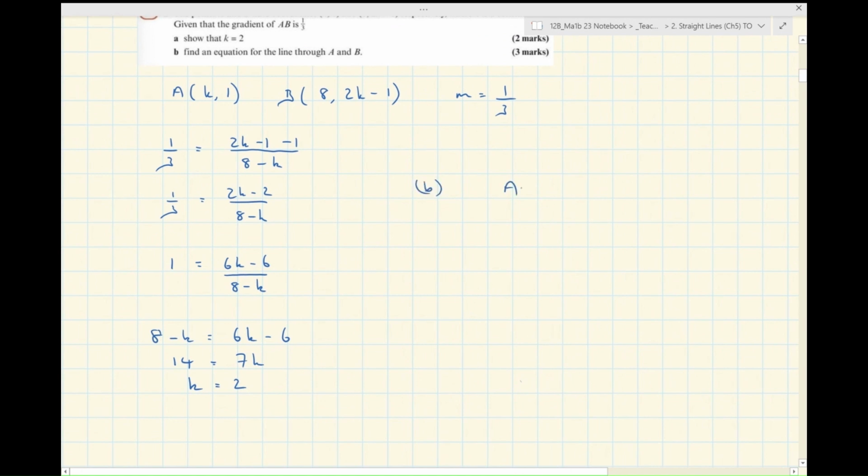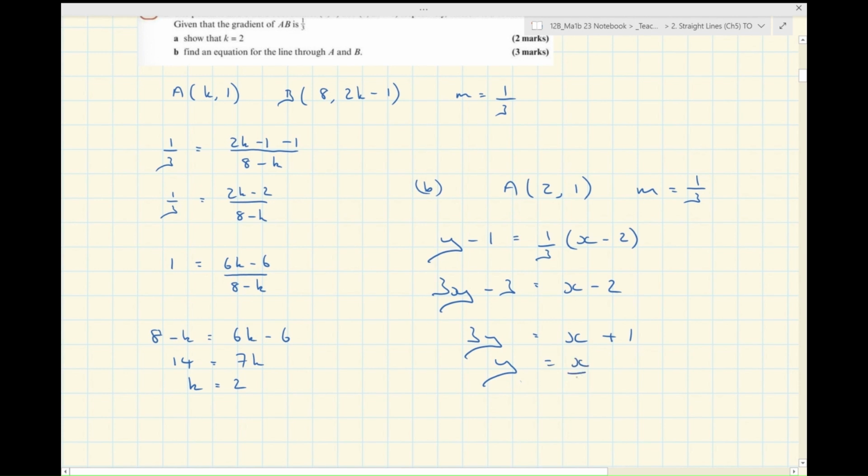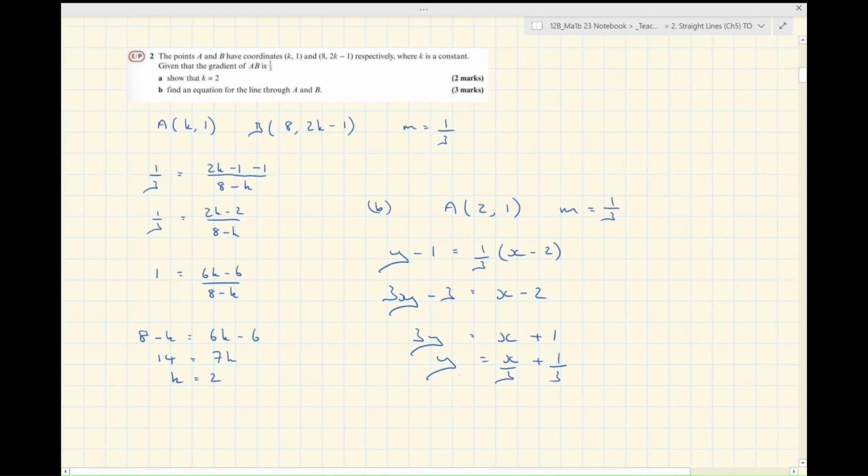Well, I know that point A, which is on the line, is now going to be 2, 1, and I know the gradient is a third. So I'm going to use y minus y1 equals the gradient multiplied by x minus x1. Multiply everything by 3. Let's add x to both. Oh, let's put it in terms of, let's make it into y as the subject for a change. So y is going to be x over 3 plus 1/3. And that is question 2 sorted.